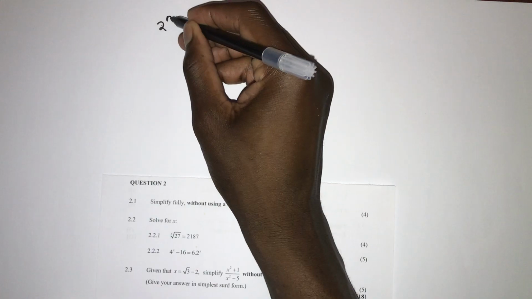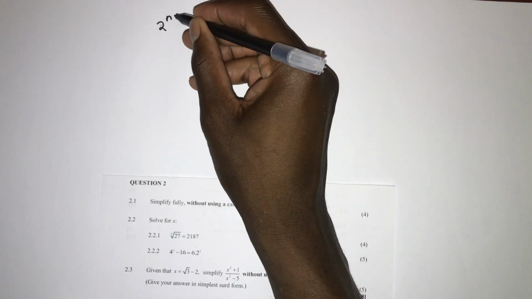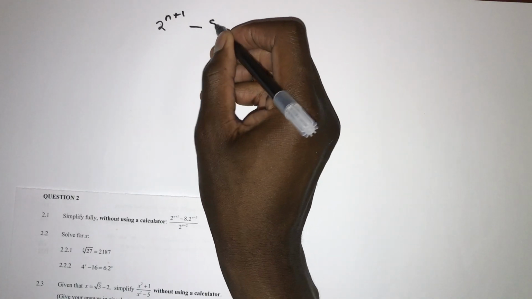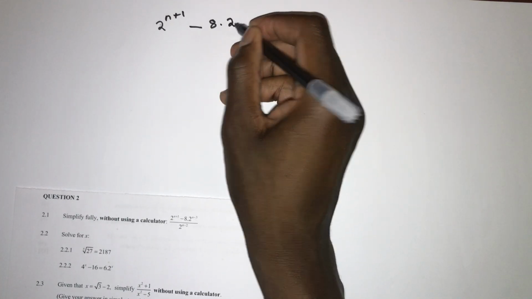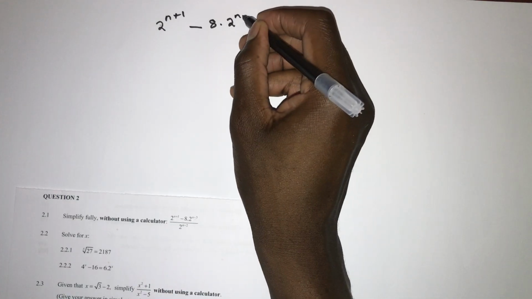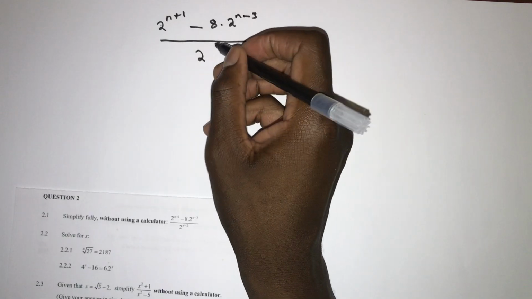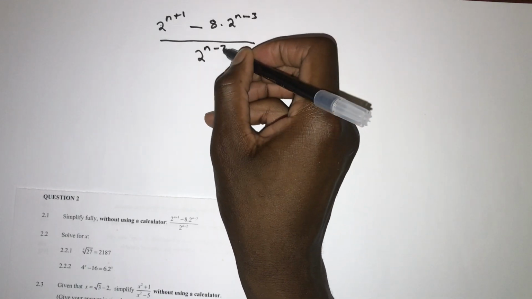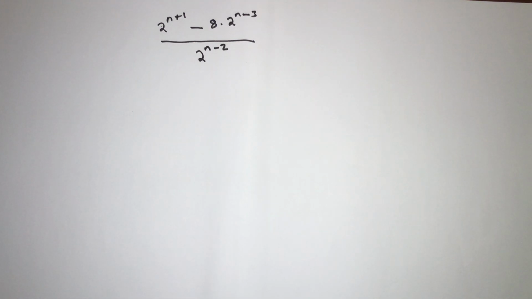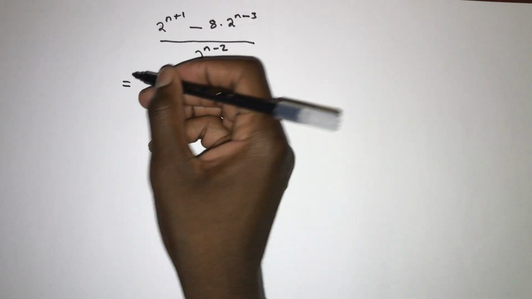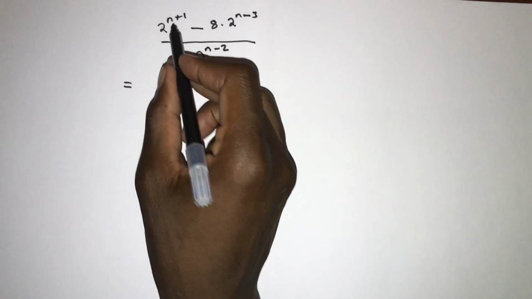2 exponent n plus 1 minus 8 multiply 2 exponent n minus 3, then divide 2 exponent n minus 2. So they said we must simplify this without using a calculator. So what are we going to do now? Equals to. Now let's separate this.